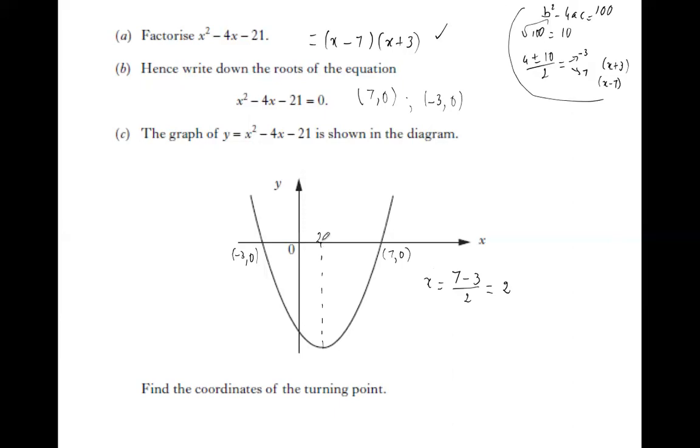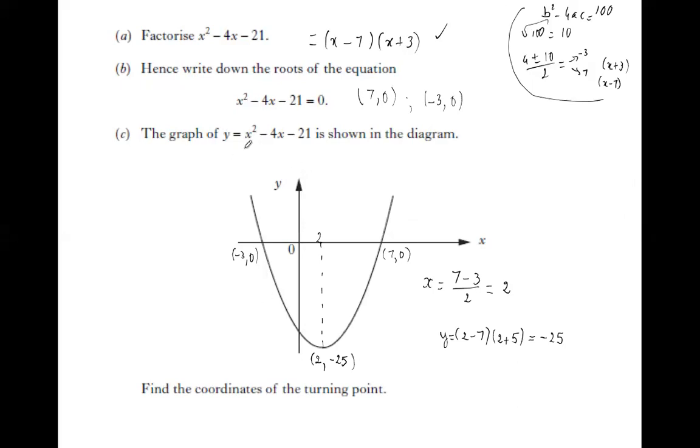And when x equals 2, you can use that one. 2 minus 7 is negative 5. 2 plus 3 is 5. 5 times negative 5, negative 25. Yeah? So that means you can write here (2, negative 25) is the coordinate of your turning point.